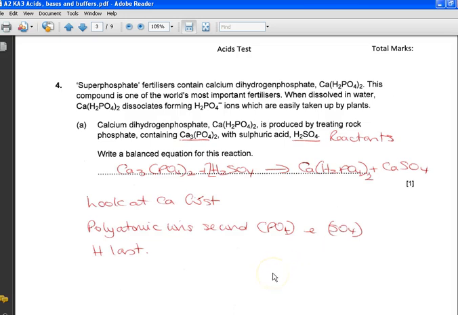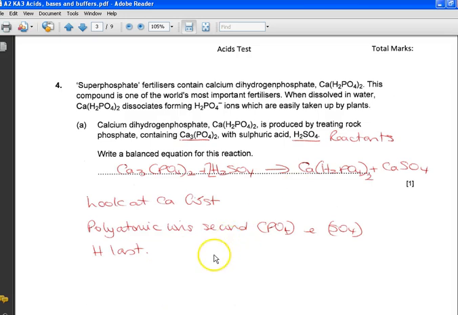This was just writing an equation and balancing it. Maybe not the easiest equation to balance, I don't know. If you look at calcium first, that would be the first thing I would balance here. And what have I got actually? Oh, hang on a minute.